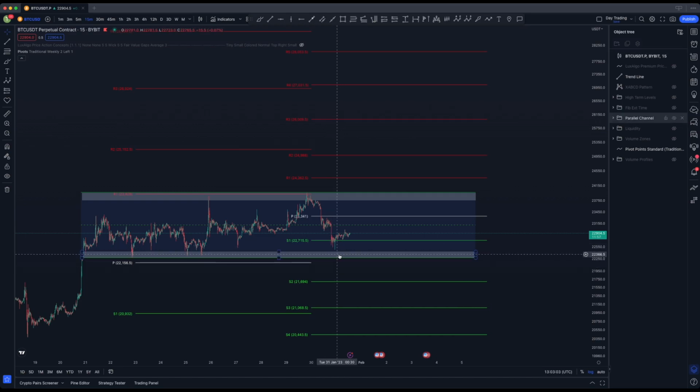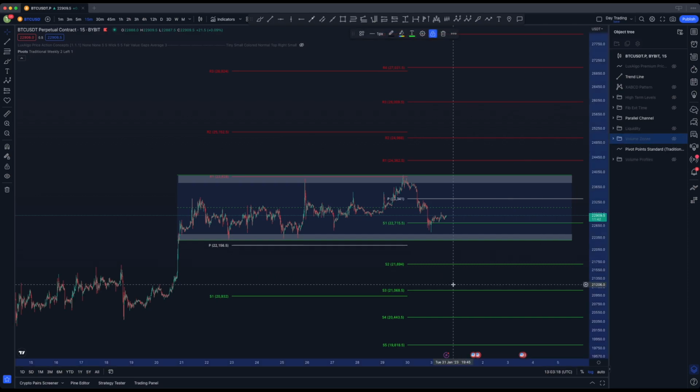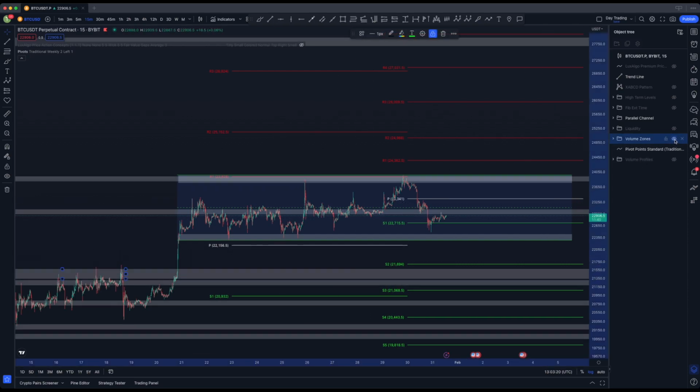So again, right now, where would we anticipate the move to go? Well, we could maybe see it come down as low as this S2, which is, again, in that zone there. If I put my volume zones on, you can see, I didn't quite put that on, apologies.